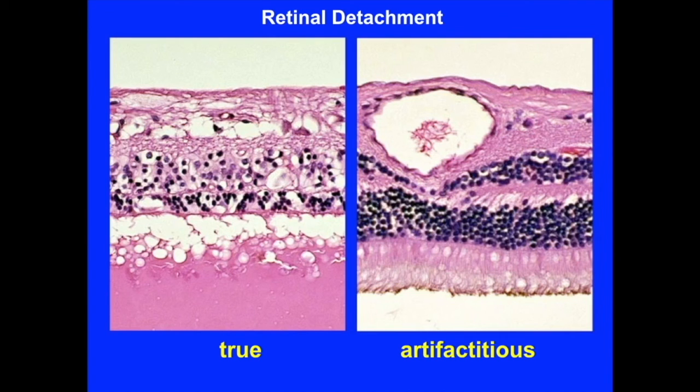Most eyes that are fixed by immersion in formaldehyde have artifactitious retinal detachments. You distinguish a true detachment from an artifactitious detachment by the atrophy of photoreceptors and the presence of subretinal fluid in the true detachment. In an artifactitious detachment, the photoreceptors persist, and there are frequently granules of melanopigment attached to the tips of the photoreceptors.